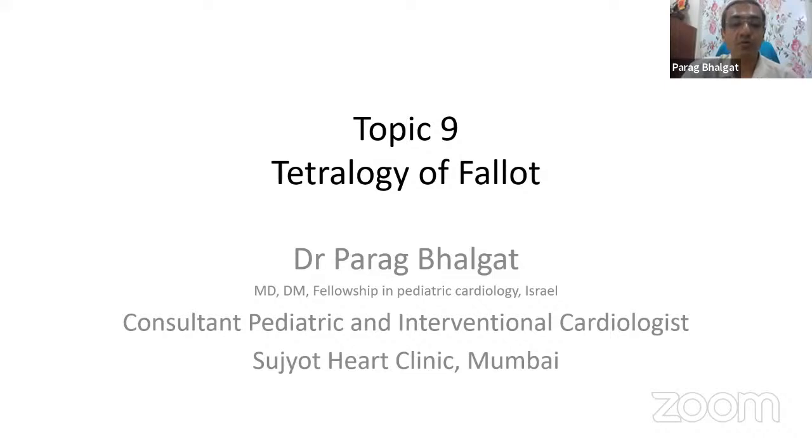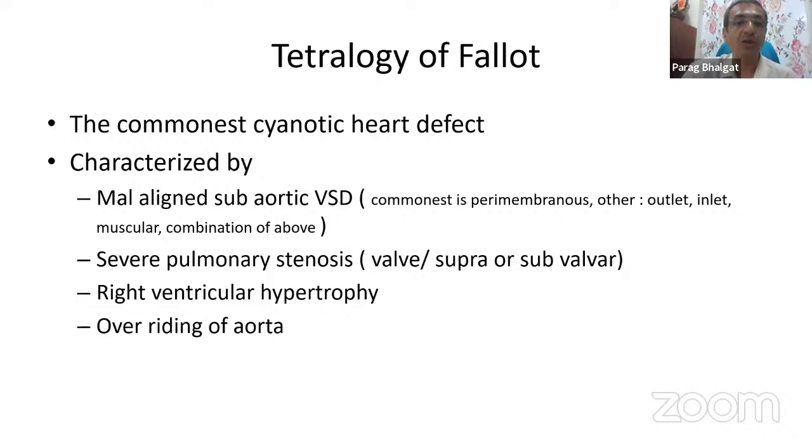So, the first topic that we are going to discuss today is etiology of Fallot. It is one of the most common congenital cyanotic heart diseases. Remember what the cyanotic heart disease. It's common as cyanotic heart disease. Most of us know what are the components of tetralogy of Fallot.